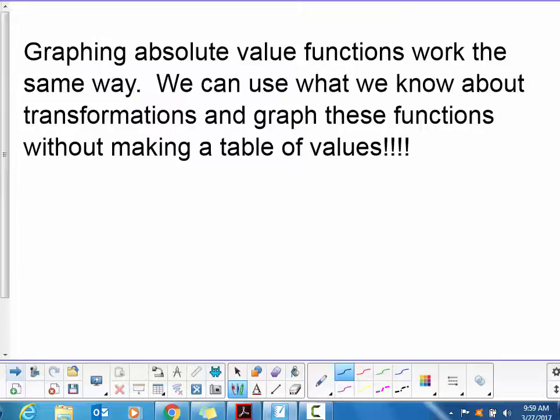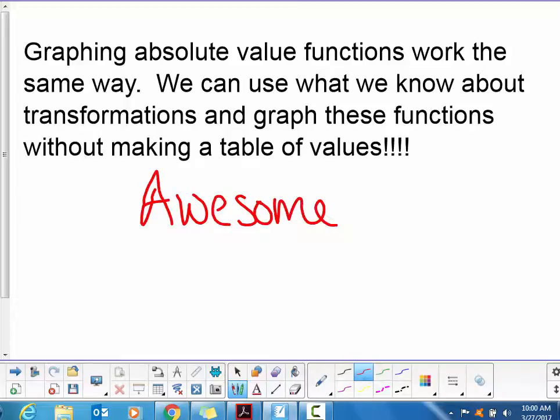So graphing absolute value functions works exactly the same way as quadratic functions. We're going to use what we know about the transformations of quadratics and graph these functions without making a table of values. And yes, absolute value functions are symmetrical just like quadratic functions. This is totally awesome.